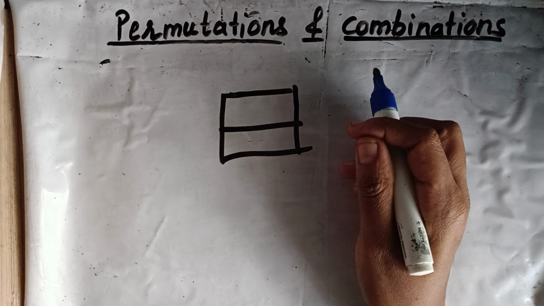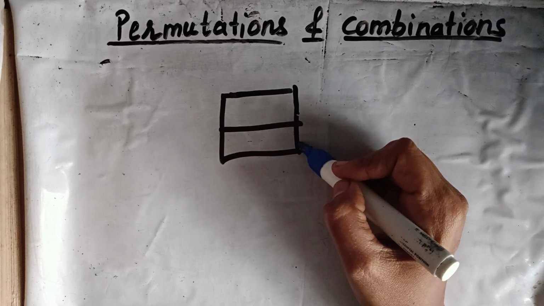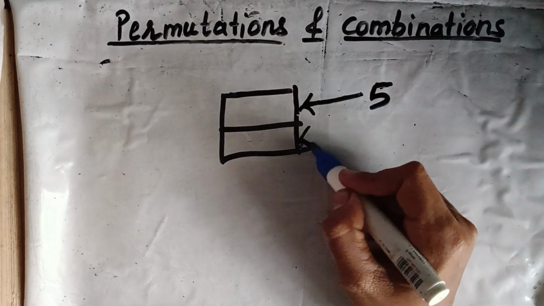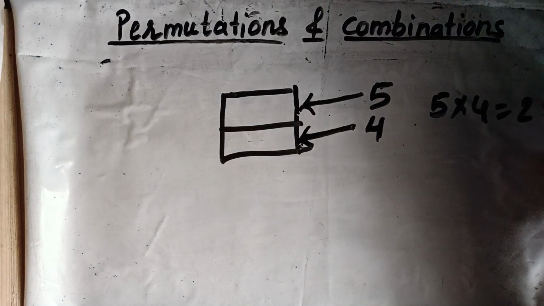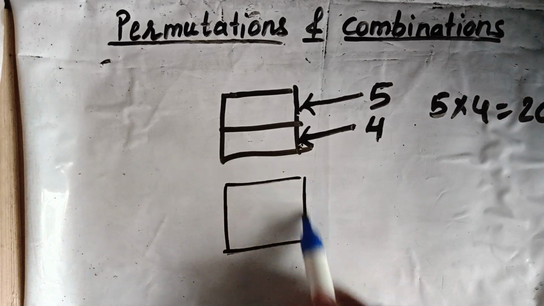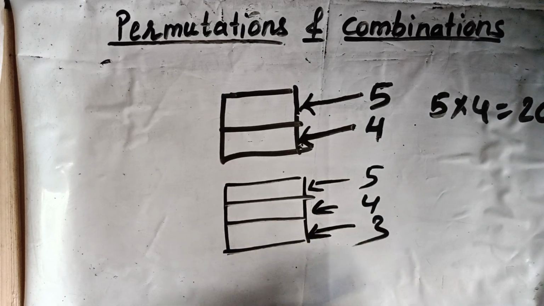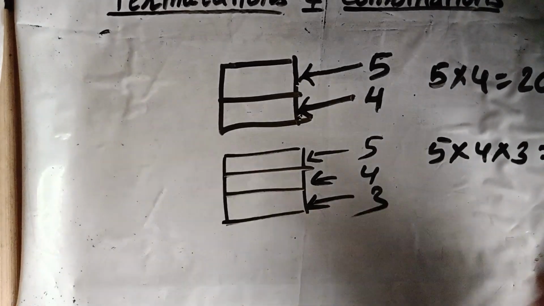Okay. So we need only 2 flags and there are 5 different flags. So this will be chosen in 5 ways. This is 4 ways, right? So it will be 5 into 4, 20. They have given at least 2, so there can be 3 also. So it will be 5, 4 and 3. So 5 into 4 into 3, 60.